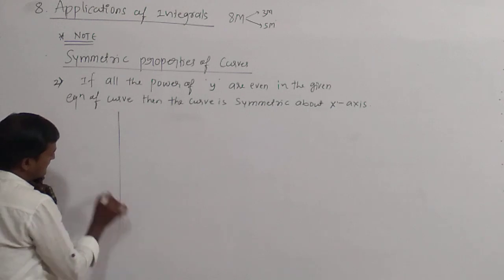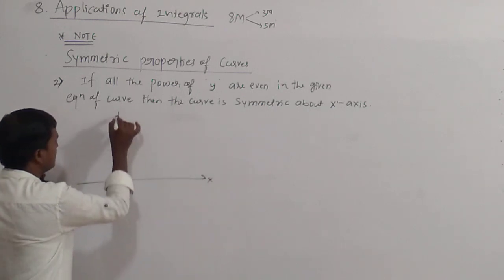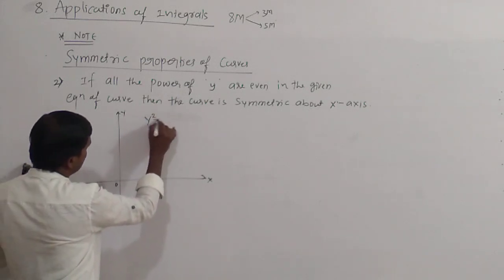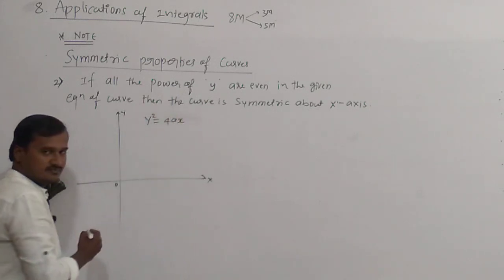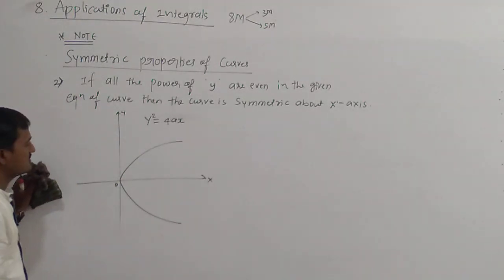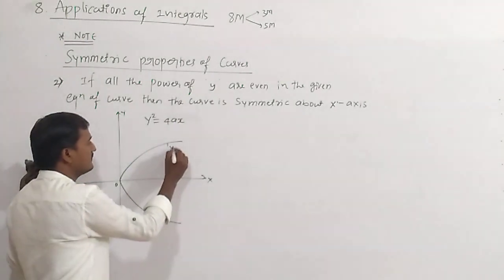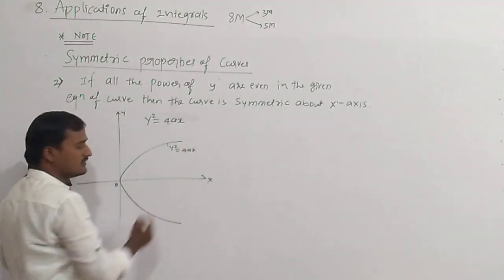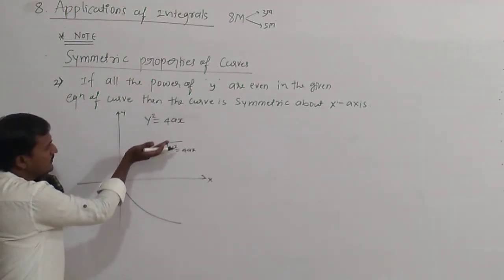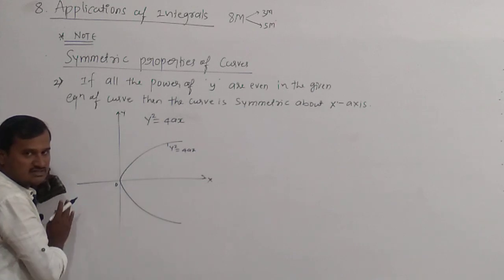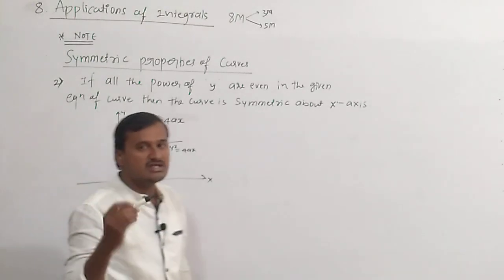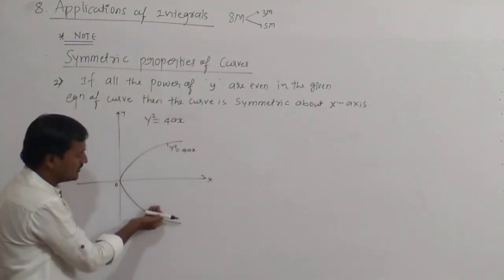So for example, here it is x, and here it is y, here it is the origin. So the curve is like this, y square is equal to 4ax, right? In this case again, it represents the equation of a parabola, that is y square equal to 4ax. The power of y is even, therefore it is symmetric about the positive x-axis. So you just have to observe the power of y. If the power of y is even, then the curve is symmetric about the x-axis.